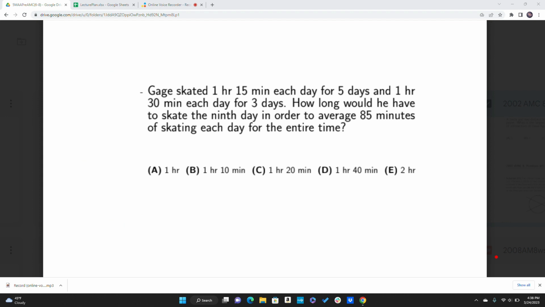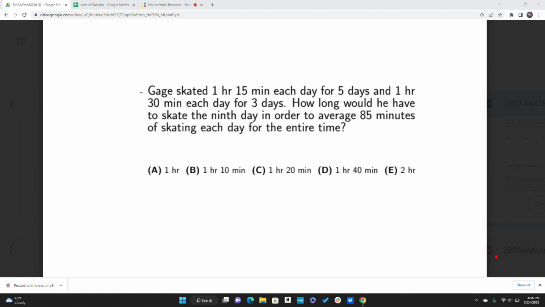Okay, Gage skated 1 hour and 15 minutes each day for 5 days, and 1 hour and 30 minutes each day for 3 days. How long would he have to skate on the 9th day in order to average 85 minutes of skating for each day for the entire time? All right, let's figure out some minutes first, right? Because we see our answers in minutes, so we want to start with that.